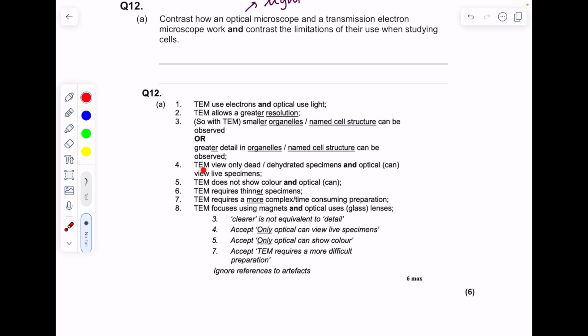The transmission electron microscope only enables you to see dead specimens. The light one, as I already mentioned, you could see something like the water flea, the Daphnia, and then other comments to do with how thin the specimen needs to be, how complex the transmission electron microscope setup is. Something like that is absolutely fine.